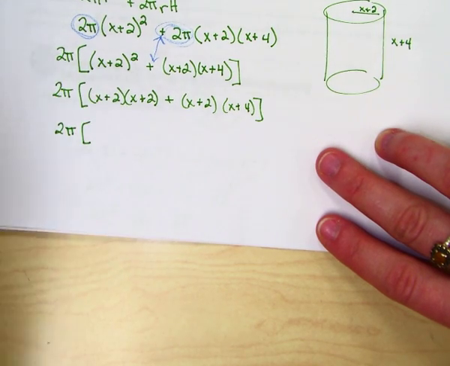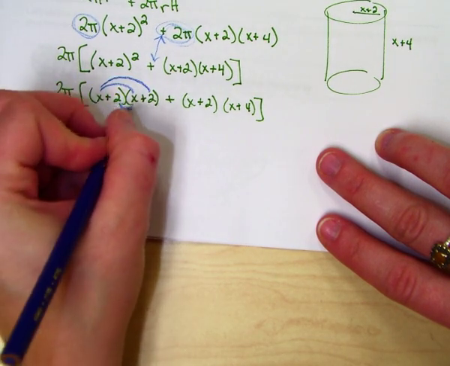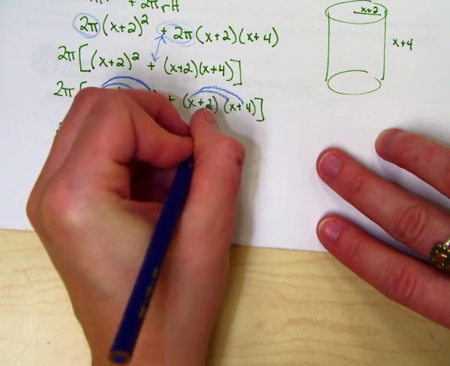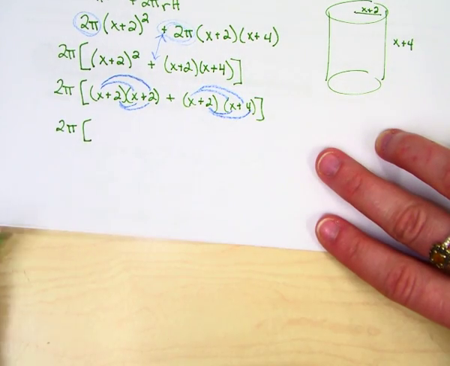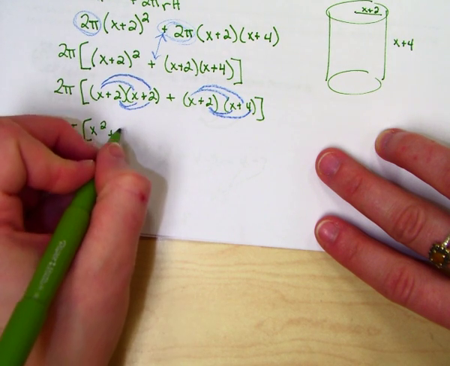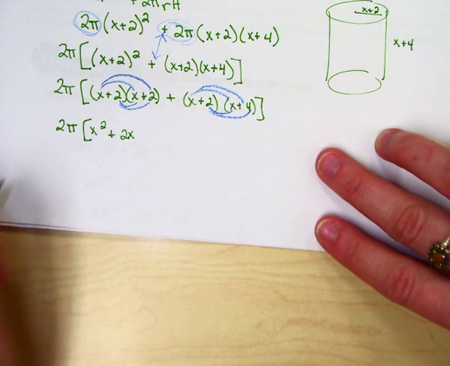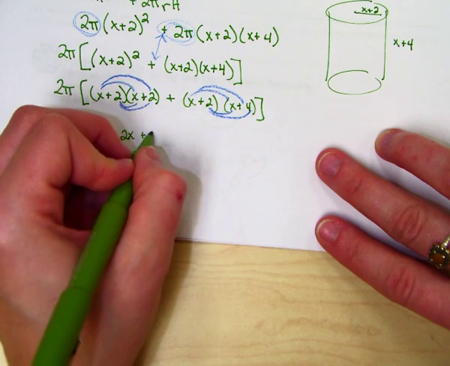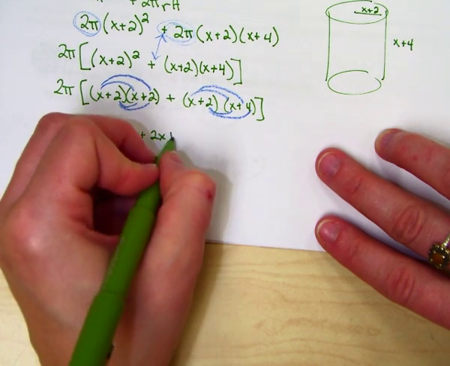Draw your arcs on. 1, 2, 3, 4. 1, 2, 3, 4. X times x is x squared. Second arc. X times 2 is 2x. Third arc. 2x times x is 2x. Last arc. 2 times 2 is 4.